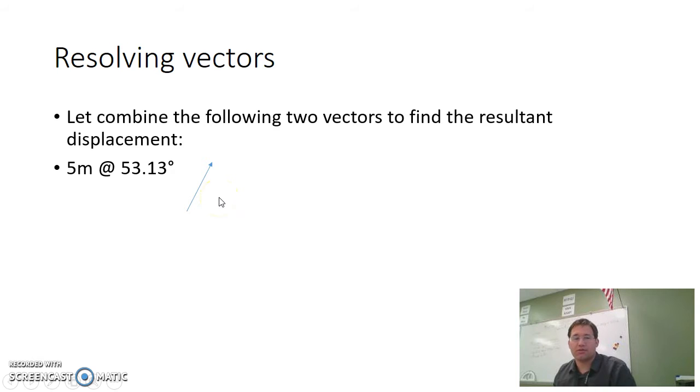And then the next one that we're going to be using is 13 meters at negative 22.62 degrees. I know to those of you that are more mathematically inclined, this may be an improper angle, but I don't care. And that looks like this. So we've got these two vectors. What do we do to combine them?